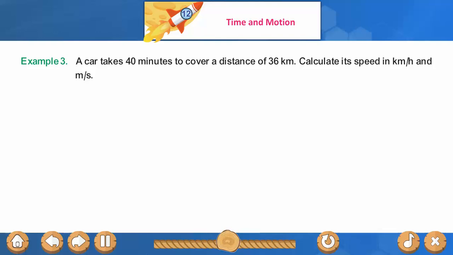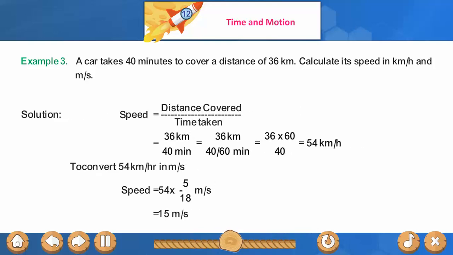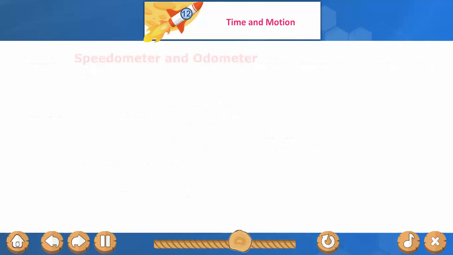Example 3. A car takes 40 minutes to cover a distance of 36 km. Calculate its speed in km per hour and meter per second. Speed is equal to distance covered by time taken, which is 36 km divided by 40 minutes, equal to 36 km divided by 40 upon 60 hour, equal to 36 into 60 divided by 40, equal to 54 km per hour. To convert 54 km per hour in meter per second, speed is equal to 54 into 5 upon 18 meter per second, which is equal to 15 meter per second.